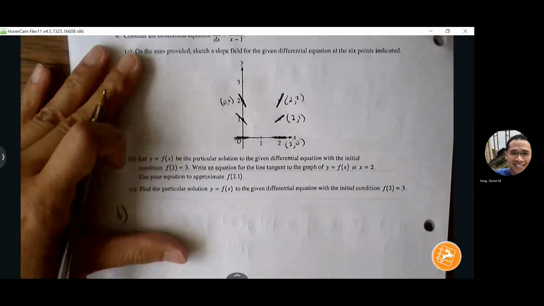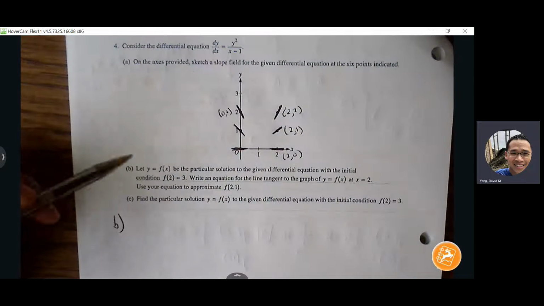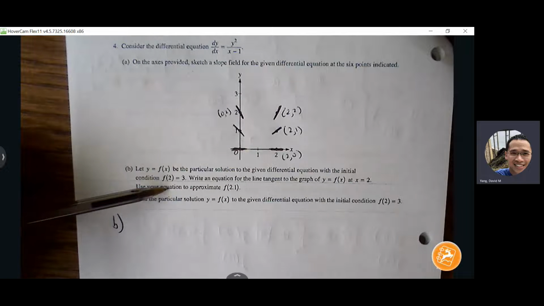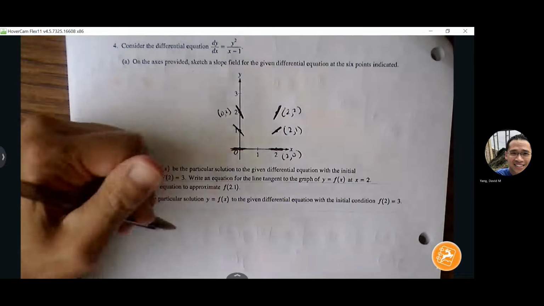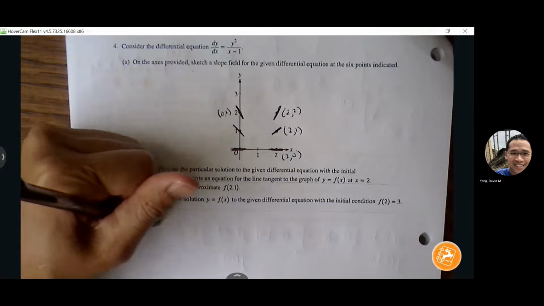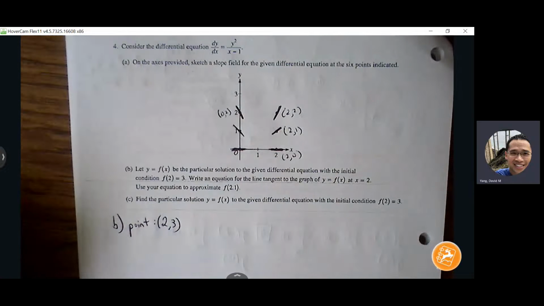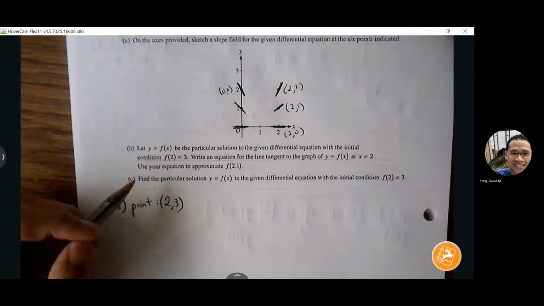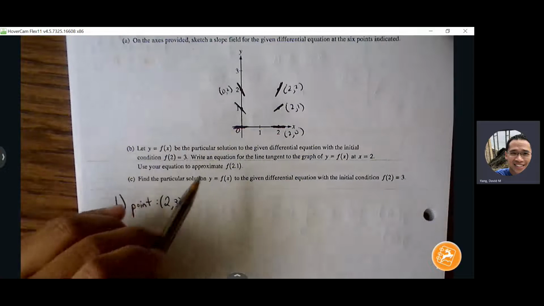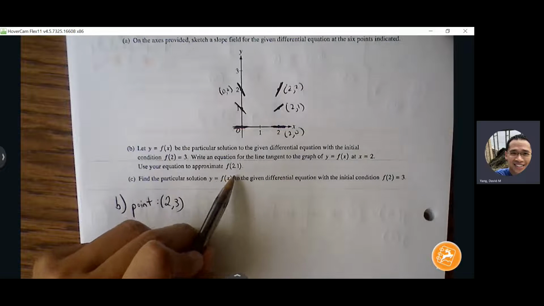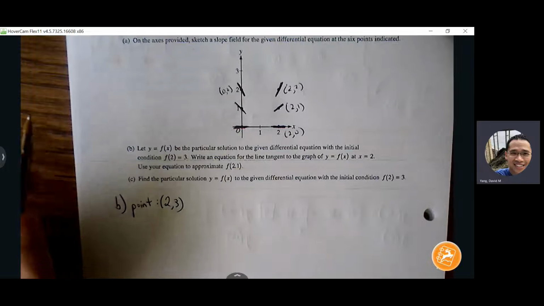All right, part B. Let y equals f of x be the particular solution to the given differential equation with the initial condition f of 2 equals 3. That's my starting point. Write an equation for the line tangent to the graph of y equals f of x at x equals 2. So we want to find the ordered pair, find the slope, point slope form, and then finally linear approximation. We'll insert that 2.1 in for the x.